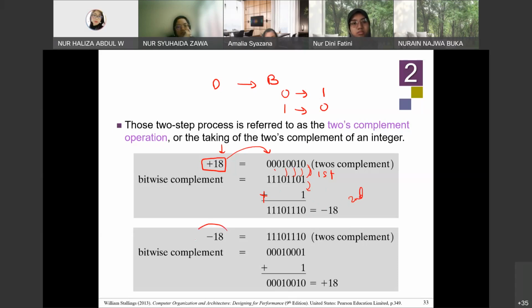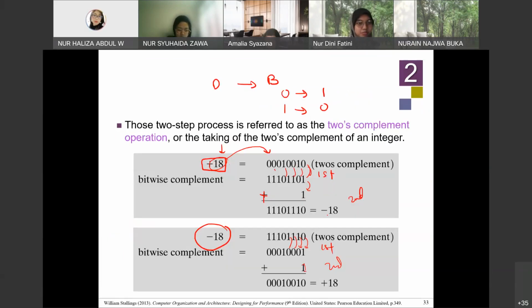If you have negative 18 here, first of all you use the first complement step: change everything, 0 to 1 and 1 to 0. Then for the second complement step, you add 1. So this is the answer. You will get this. This is the negation. From this you get a negative, and from a negative you get the opposite, which is positive.